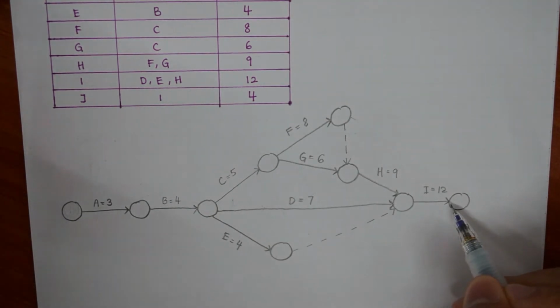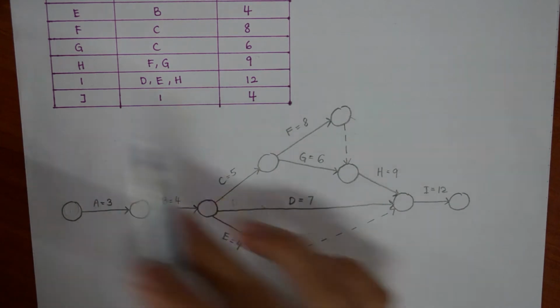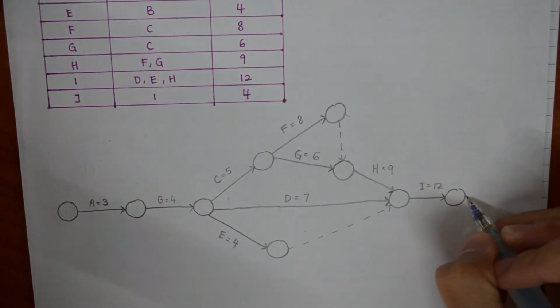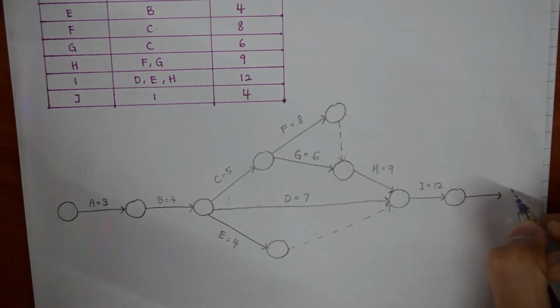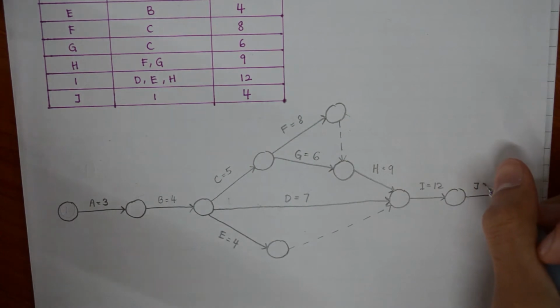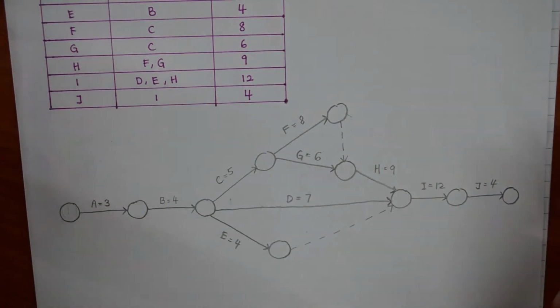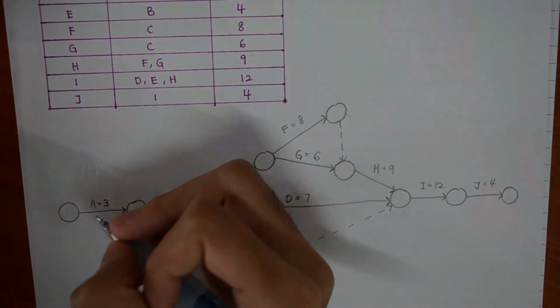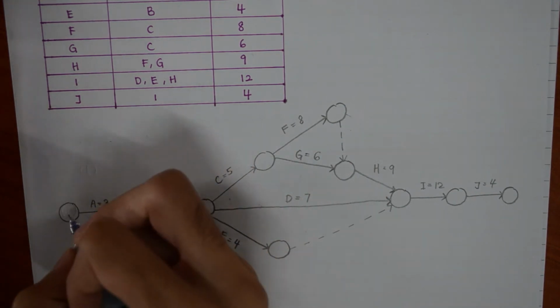The last activity will be J. Okay, this is the final node and the duration is 4. Okay, so now we can put the numbers on the nodes accordingly.